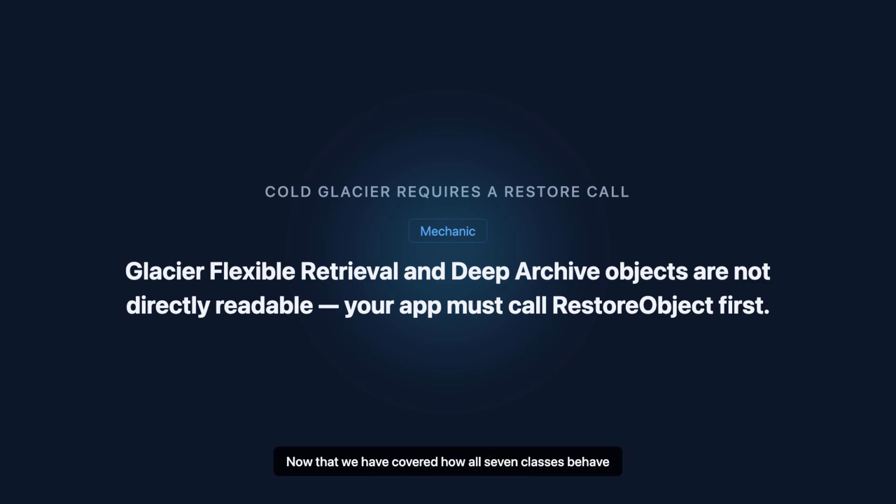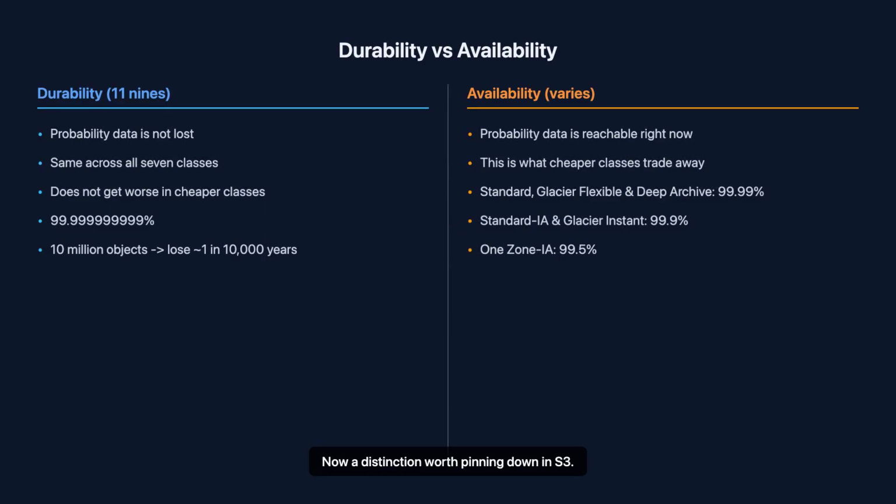Now that we have covered how all 7 classes behave in practice, there's one more distinction worth pinning down: the difference between durability and availability. Durability is the probability your data is not lost, and it's identical across all 7 classes. It does not get worse in cheaper classes.